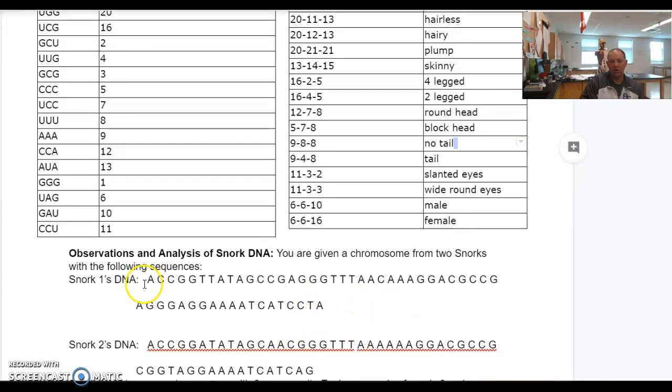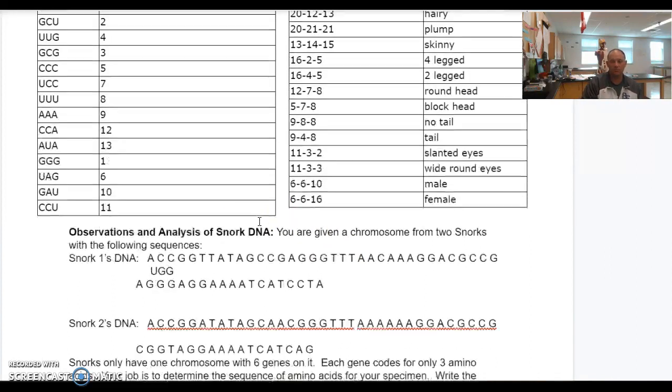So the first thing you're going to do is simply transcribe this sequence of A, C, C. And the transcription of that should be A pairs with U, C pairs with G, C pairs with G. So you're going to just write the transcription right down below that. From there, you're going to do that for the entire thing for both Snork 1 and Snork 2.